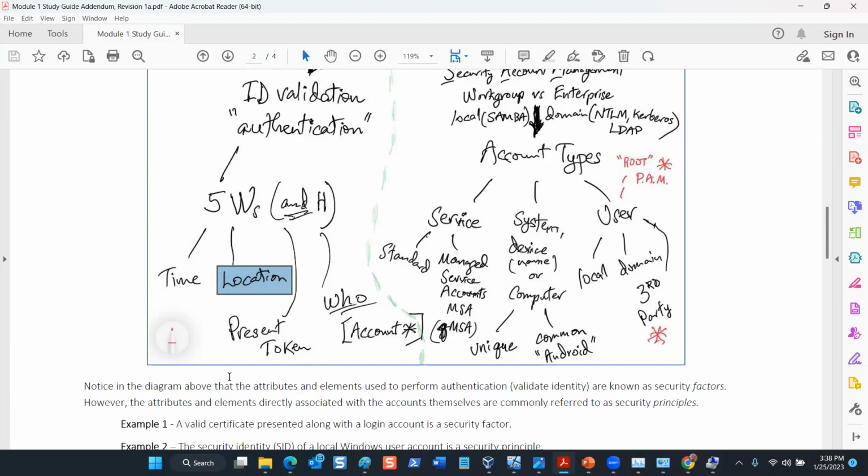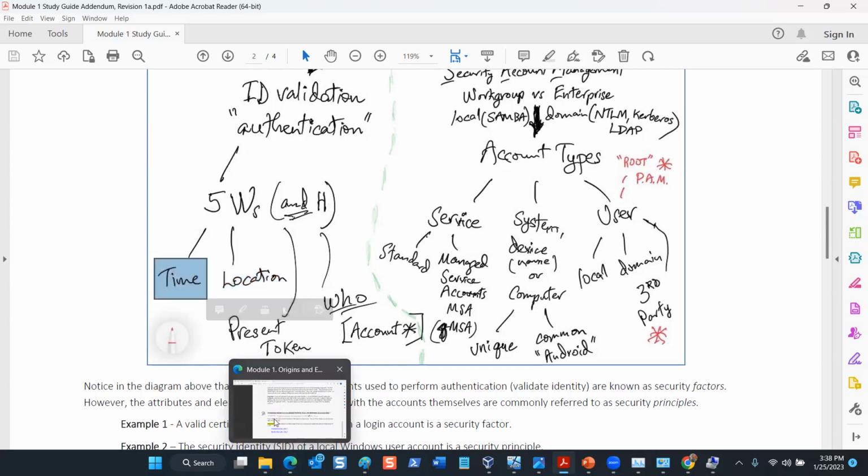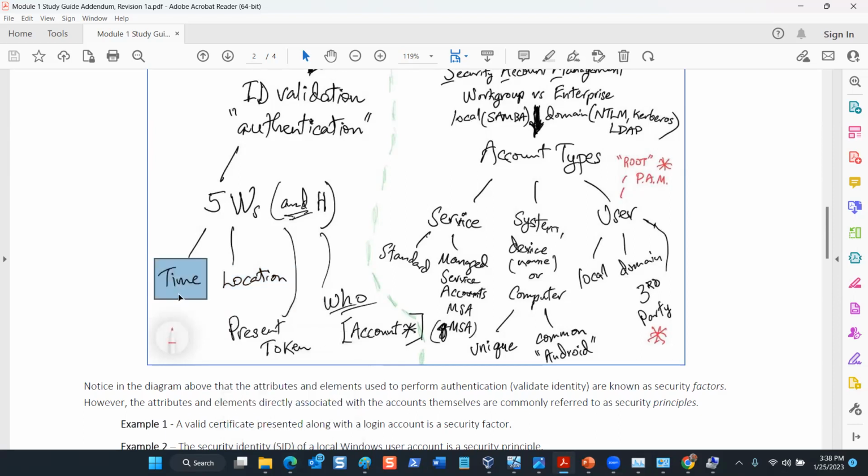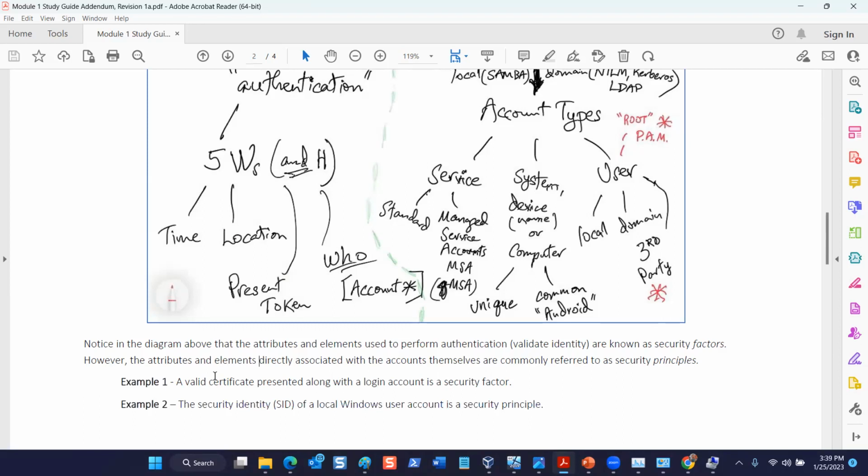So you don't get to log in. Or you're supposed to log in on a system and you're in California, so the time zone is different. That means you can't log in, right? Any questions about this? Now, I basically call out some things here.